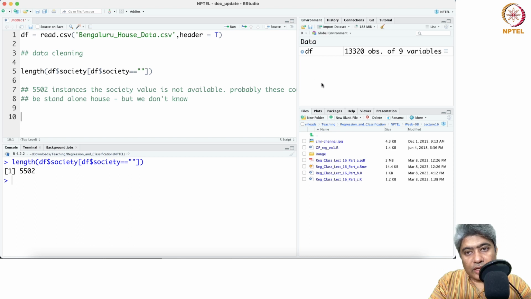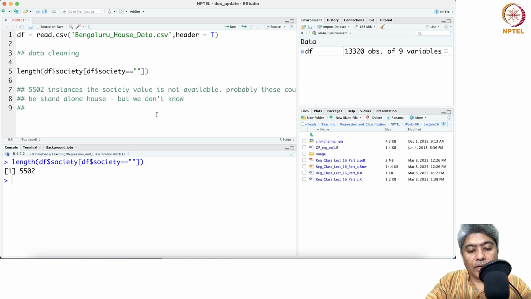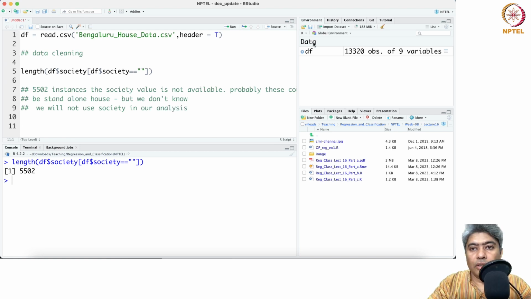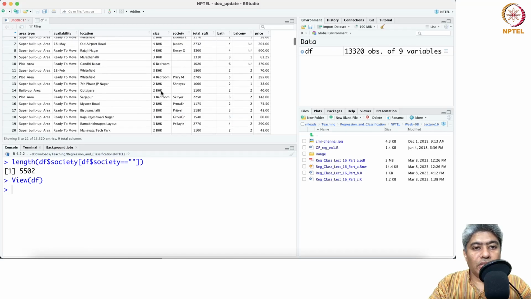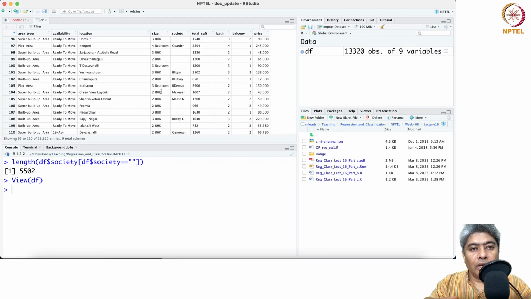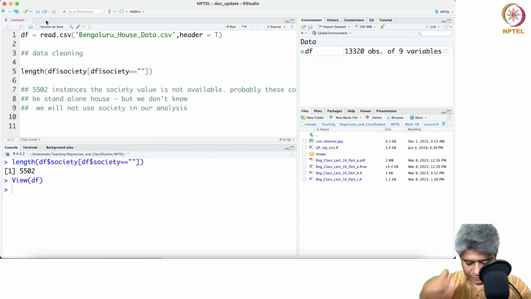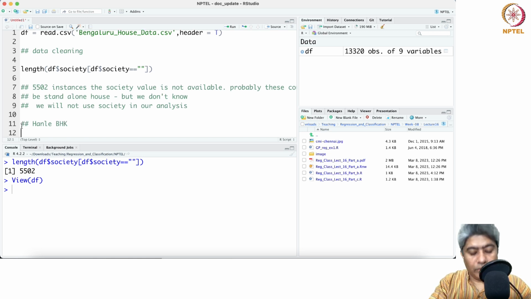So probably we will not use society in our analysis, as we did in Python. Okay. Next is BHK, and you can see most of these are like either bedroom, sometimes BHK. So we have to handle the BHK variable. So how do we do that?